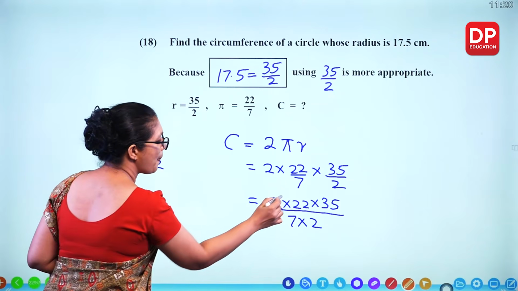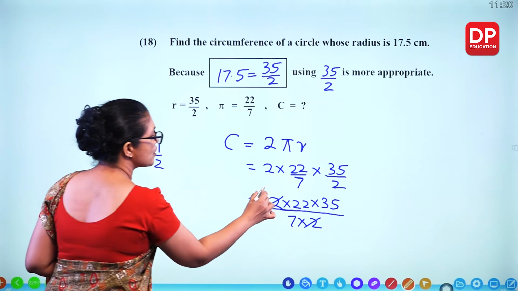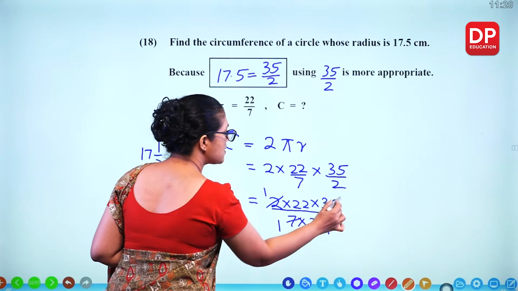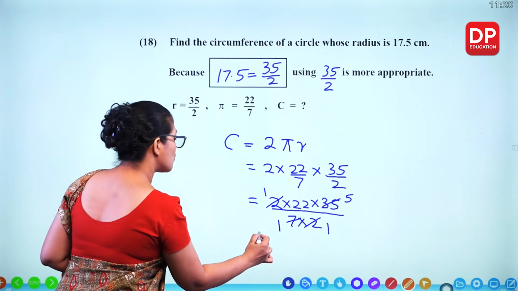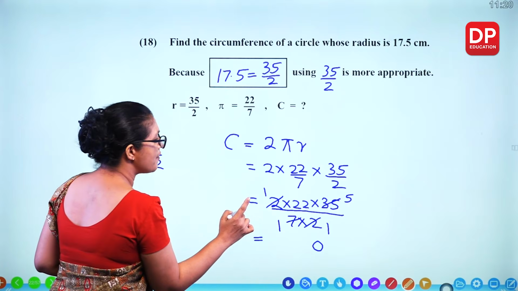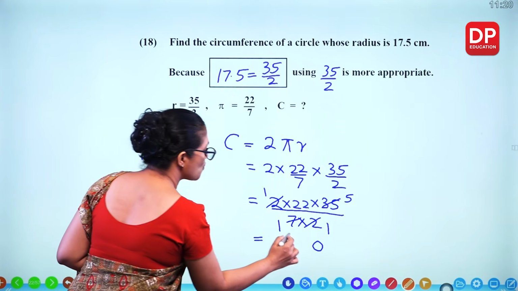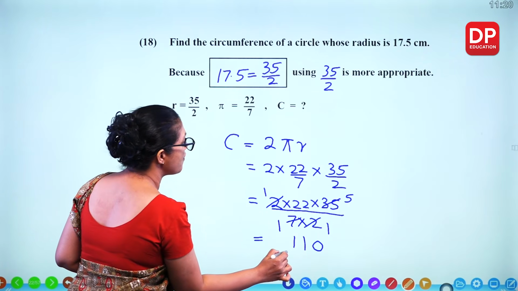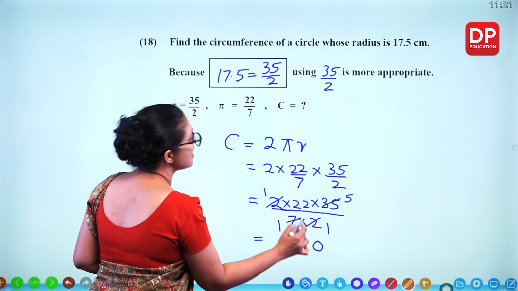Now simplify. 2 gets cancelled out. 7 times 5. So 22 times 5. 5 times 2, 10. 1 remaining. 5 times 2, 10 plus 1, 11. So 110 centimeters.